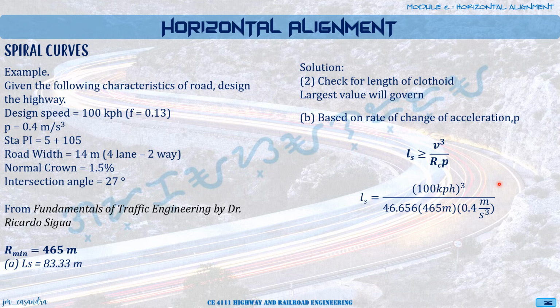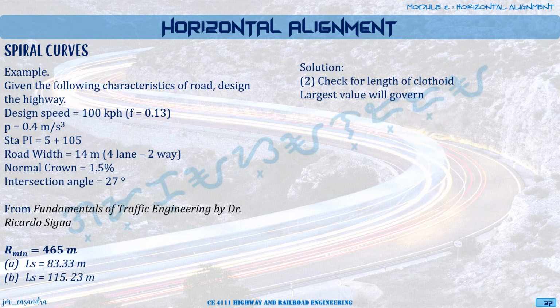times 0.4. So the 46.656 here is simply a conversion factor between the hours and seconds and kilometers and meters. Or we could also use this equation, 100 divided by 3.6. So what we convert here is the value of the velocity or of the speed into meters and seconds. Both values or both equations will give us the same value of LS, which is equal to 115.23 meters.